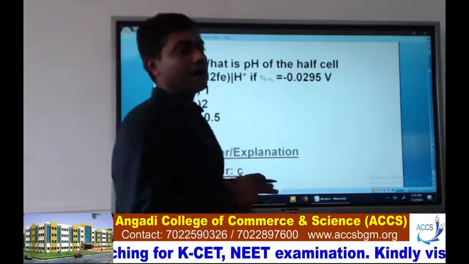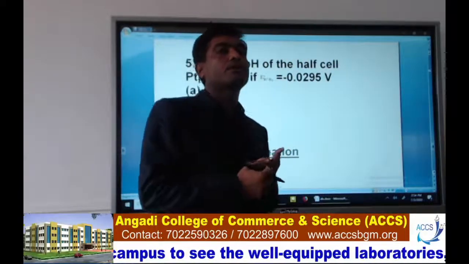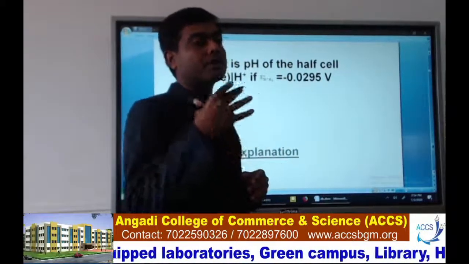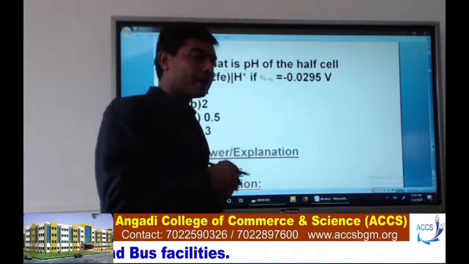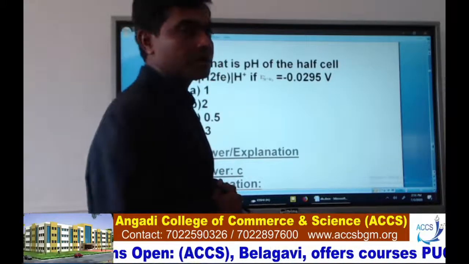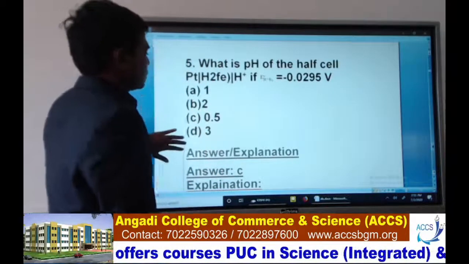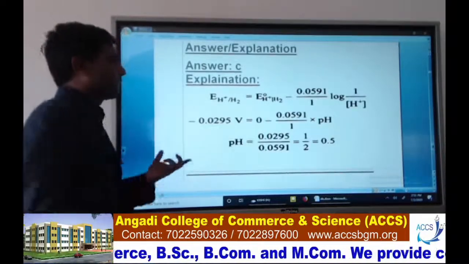Whenever we are asked the pH in the electrochemistry chapter, you should go for the equation where we are using the reciprocal of the hydrogen ion concentration. That is where we use the standard hydrogen electrode in the Nernst equation. So the answer is 0.5, but how it came, let's see.